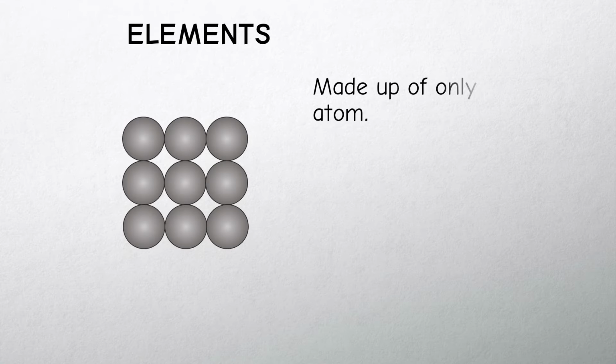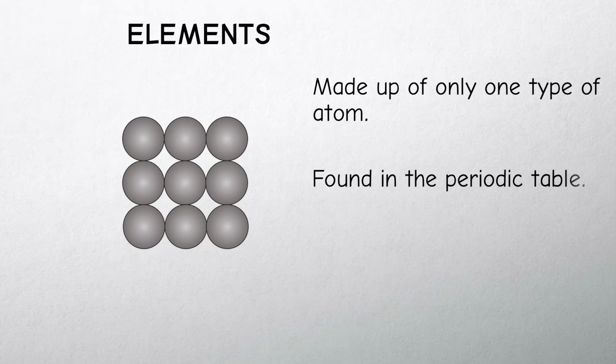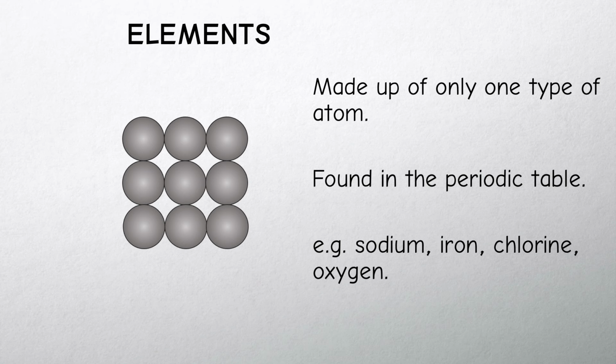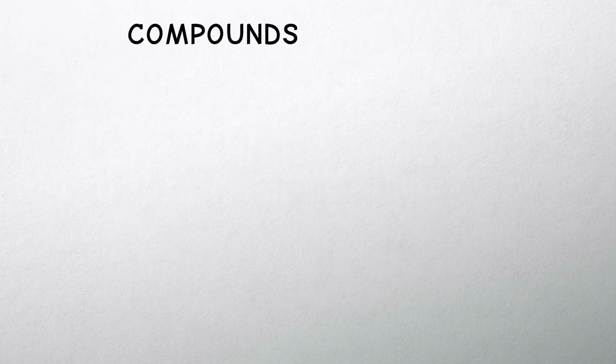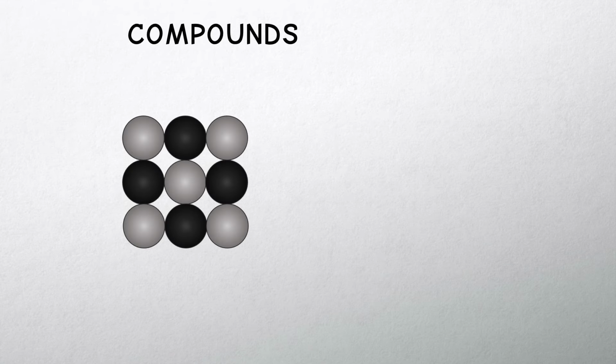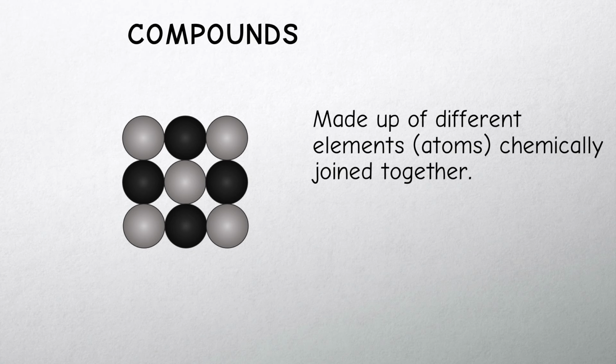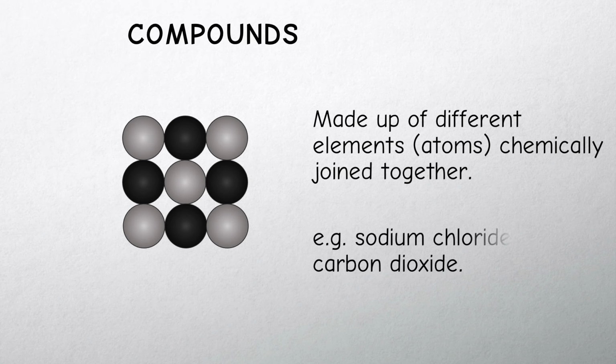So an element can be defined or described as a substance that contains only one type of atom. It doesn't matter how many atoms there are, but it only has one type, and all of these elements are found in the periodic table. A compound can be described as being made up of different elements or atoms that are chemically joined or bonded together, such as sodium chloride, water, and carbon dioxide.